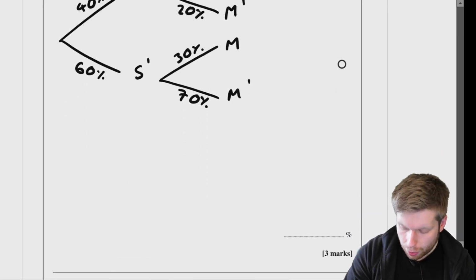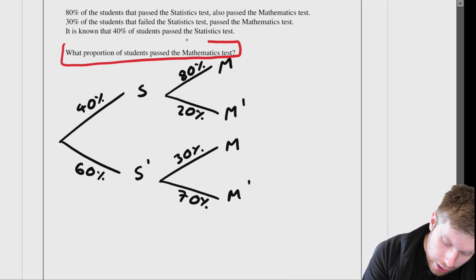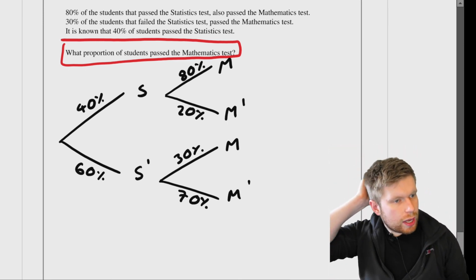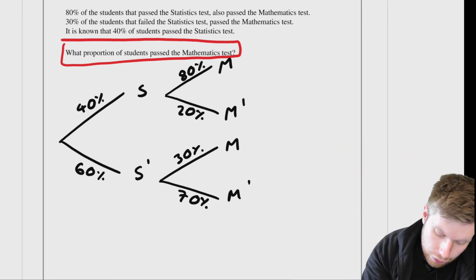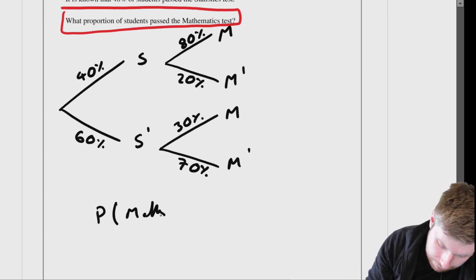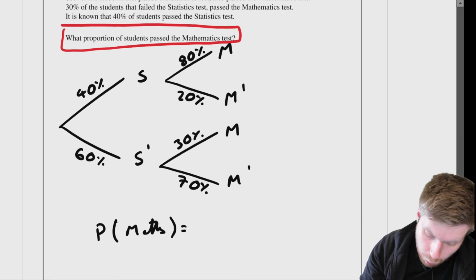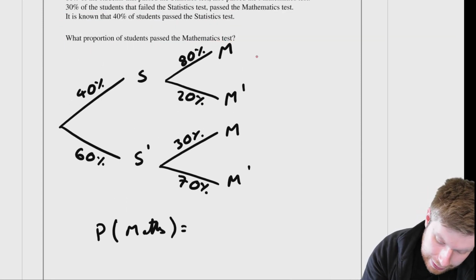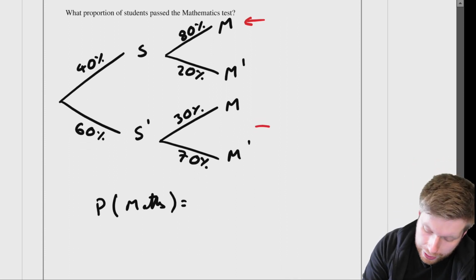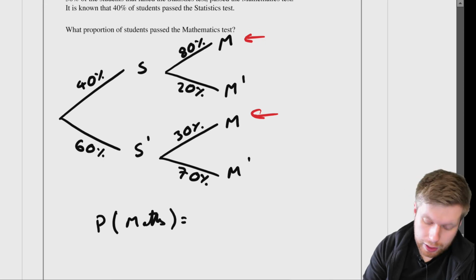Just simply interpreting the question, getting it visual, and then from there, I think it's easy. Now you notice here, this isn't like a part 1 and part 2 question. We're just simply asked, what's the proportion of students that pass the mathematics test? So if I want to find that proportion, well, how many different ways are there of passing the mathematics test? Either you pass statistics and mathematics, or you fail statistics but you pass mathematics. Okay, so those are the two different scenarios I'm looking at.